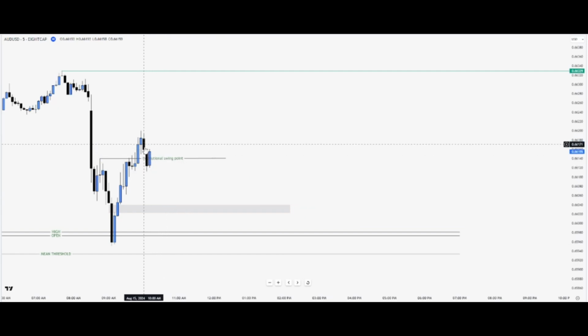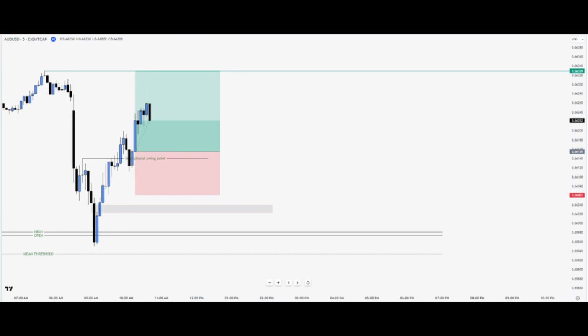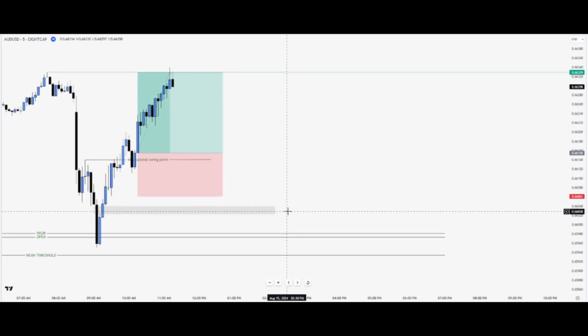So right now we can see how price reacted from this particular institutional swing point. So we can confidently frame our setups from this particular area, aiming for this particular buy side liquidity right here. So let's see what price does. And there you have it.